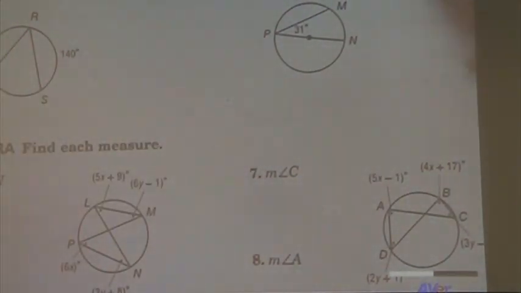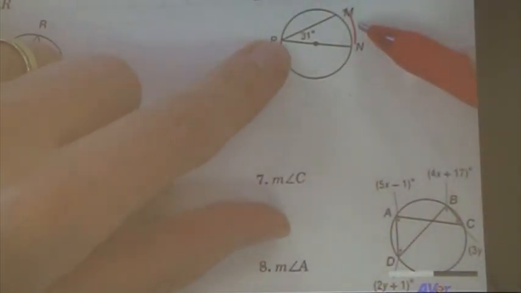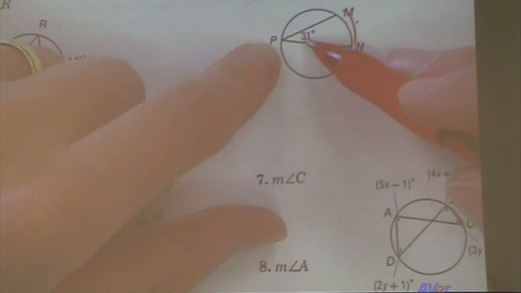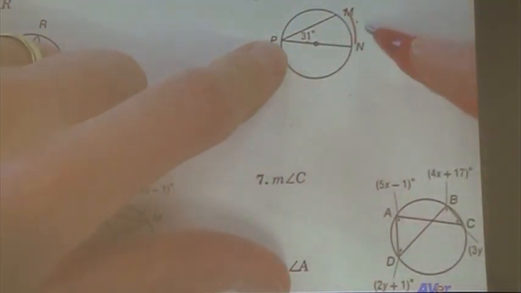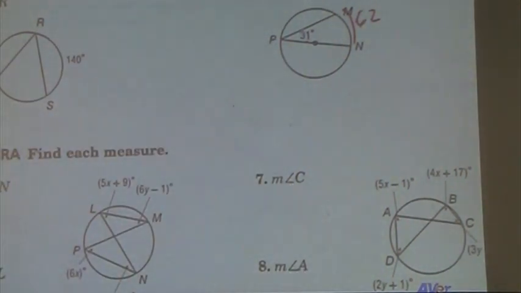It wants us to find this angle measure right here. Remember, the relationship between these two is that this one is double the inside angle. So we take this and times it by 2, and we get the outside angle. So 62. And we're done, that's it. So if we can see that relationship, these are pretty smooth.